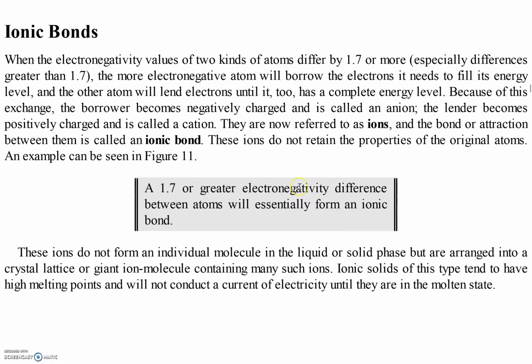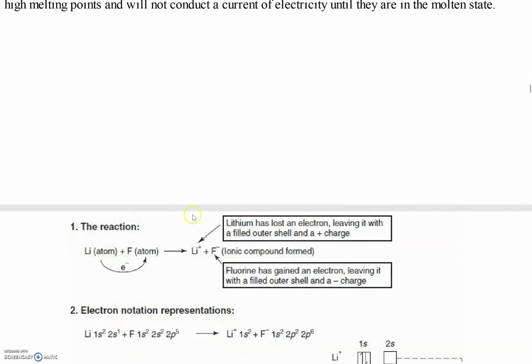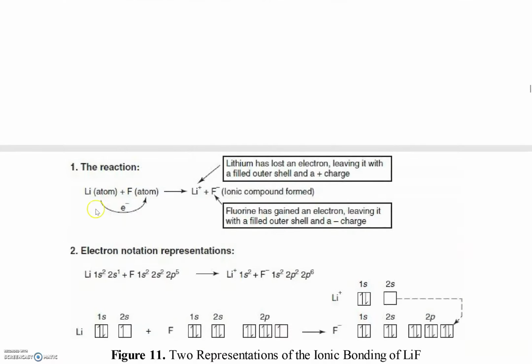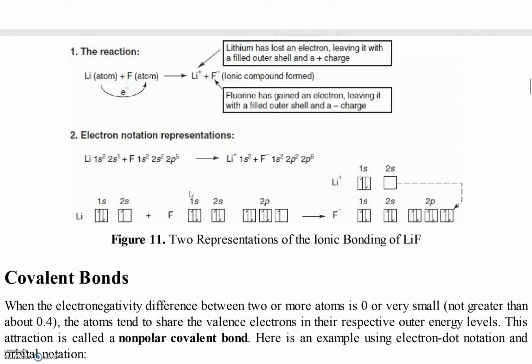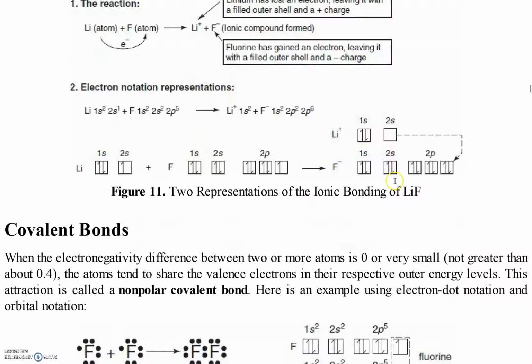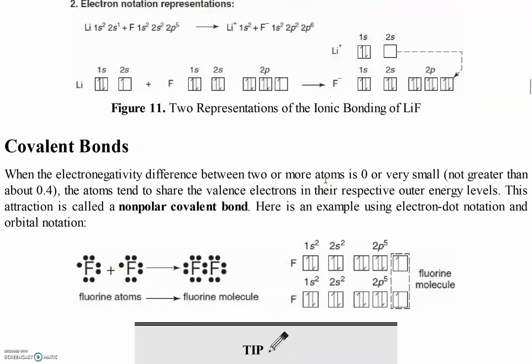The first type of bond is the Ionic Bond, where an electron is transferred from one atom, losing an electron, called the cation, to another atom, gaining an electron and called the anion. And here we can see in this representation how one orbital, which had one electron, is now empty, and another orbital is now full, so both are now more stable.